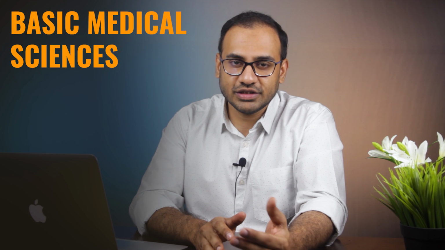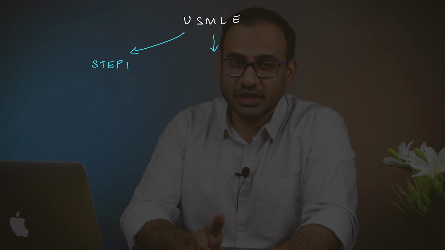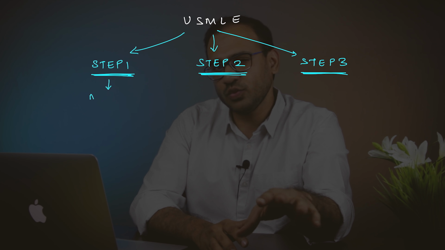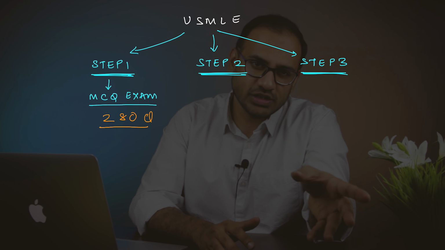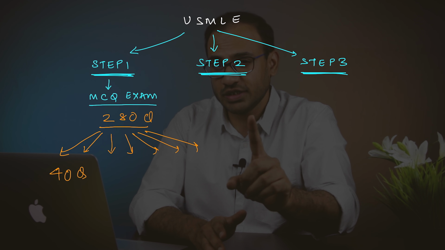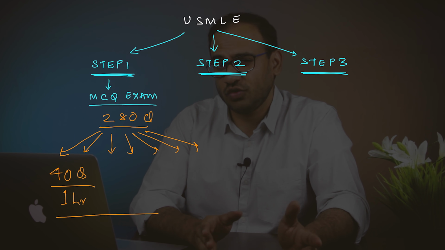See, USMLE is a three-step exam testing your knowledge in basic medical sciences as well as deep understanding of its application in clinical scenarios. These three parts or steps of USMLE are Step 1, 2 and 3. Step 1 is an MCQ exam with a single best response. It has approximately 280 questions which is supposed to be answered in 7 blocks of 1 hour each. So that roughly makes 40 questions in each block, which is of 1 hour duration.